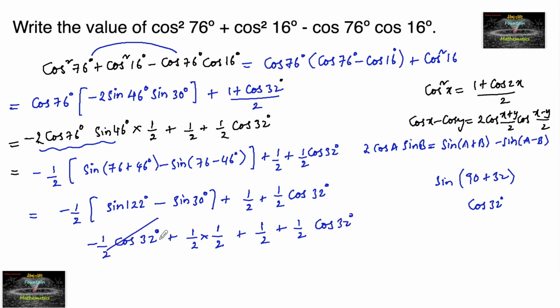So minus 1 by 2 cos 32 plus 1 by 2 cos 32 gets cancelled, and we have 1 by 2 into 1 by 2, that is 1 by 4, and again plus 1 by 2. So 1/4 plus half is nothing but 3/4. Take an LCM 4, here 1 plus 2, 3 upon 4. 3 by 4 is the answer. Okay, thank you.